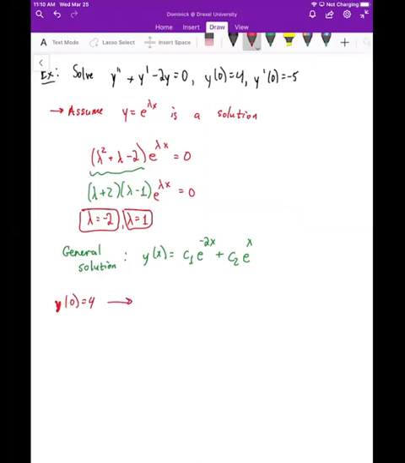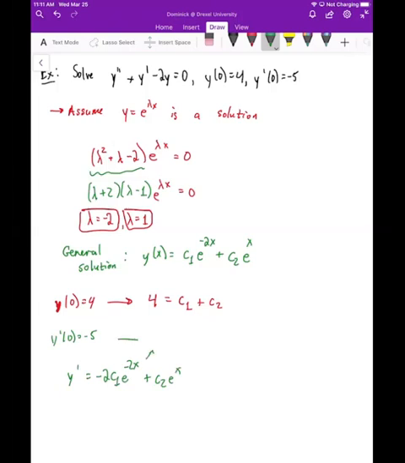So if y of 0 is 4, that means that 4 is equal to just C1 plus C2, right? Because each of those exponentials will just become 1s once we plug in a 0. So we can't explicitly get C1 and C2 yet, but once we use our second condition, then we'll have a system that we can solve. So our second condition is y prime of 0 is equal to -5. So of course we need y prime, which would be -2 C1 e to the minus 2x, and then plus C2 e to the x.